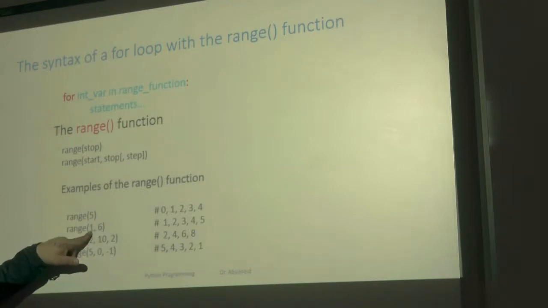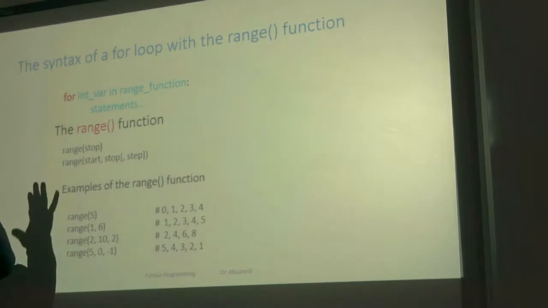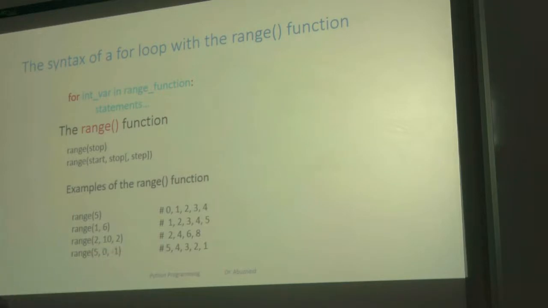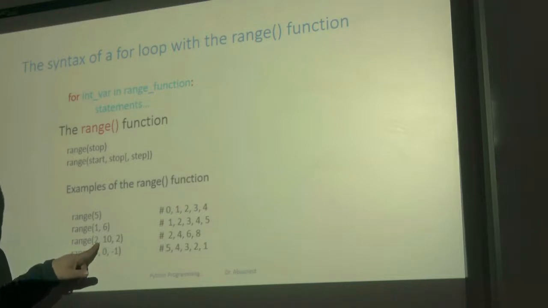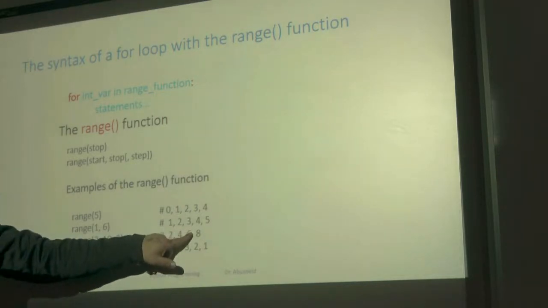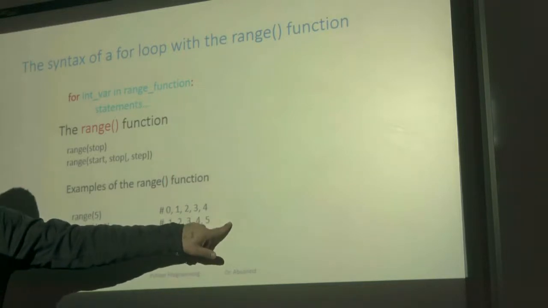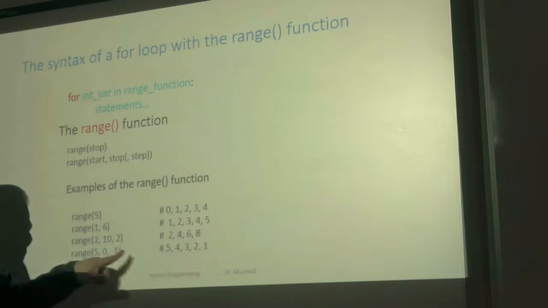If I say range 1 to 6, so you start from where? 1 up to 5. So 1, 2, 3, 4, 5. Okay? 2 to 10, I start from 2, up to 8. 10. But the step is how much? 2. Okay, so 2, then 4, then 6, then 8, then no. 10 is not included. Why?